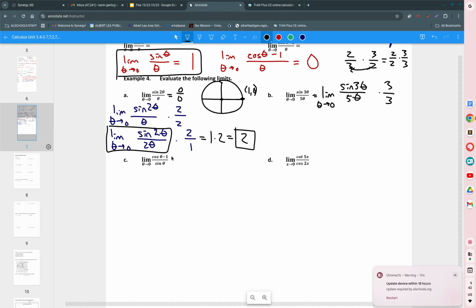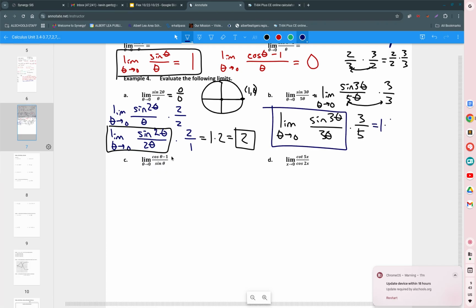And if I do that, I can then write the limit as theta goes to 0 of sine of 3 theta over, I'm going to exchange those two using the commutative property of multiplication. So what do I get in the bottom? 3 theta times what's left? 3 over 5. What is this limit? 1 times 3/5 is 3/5.